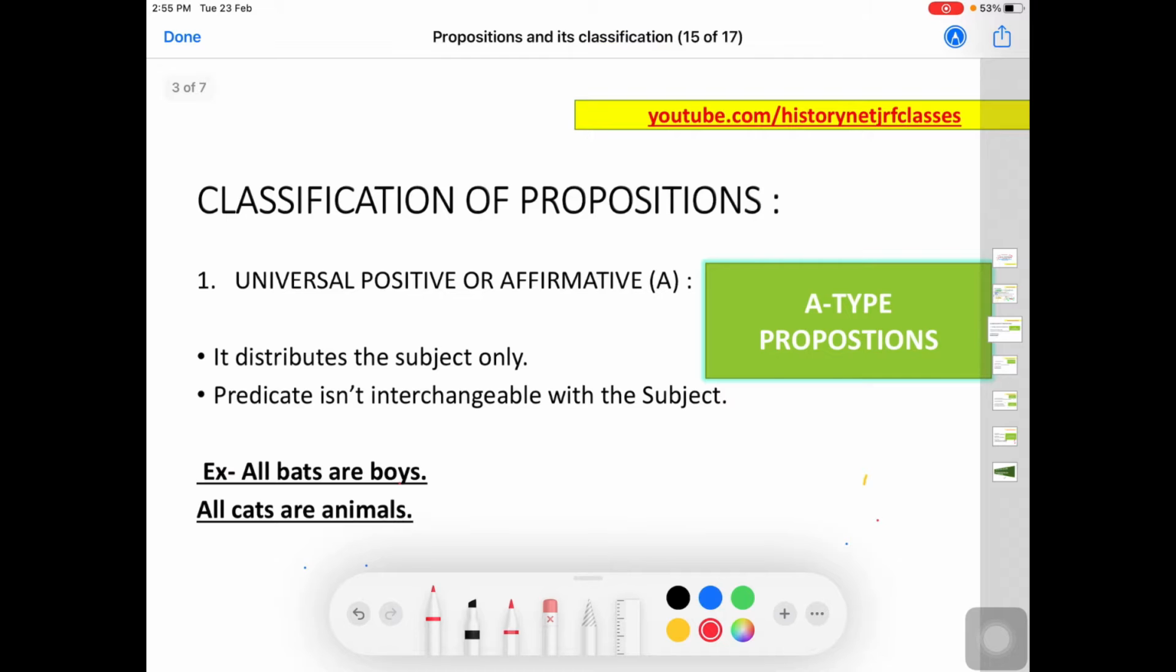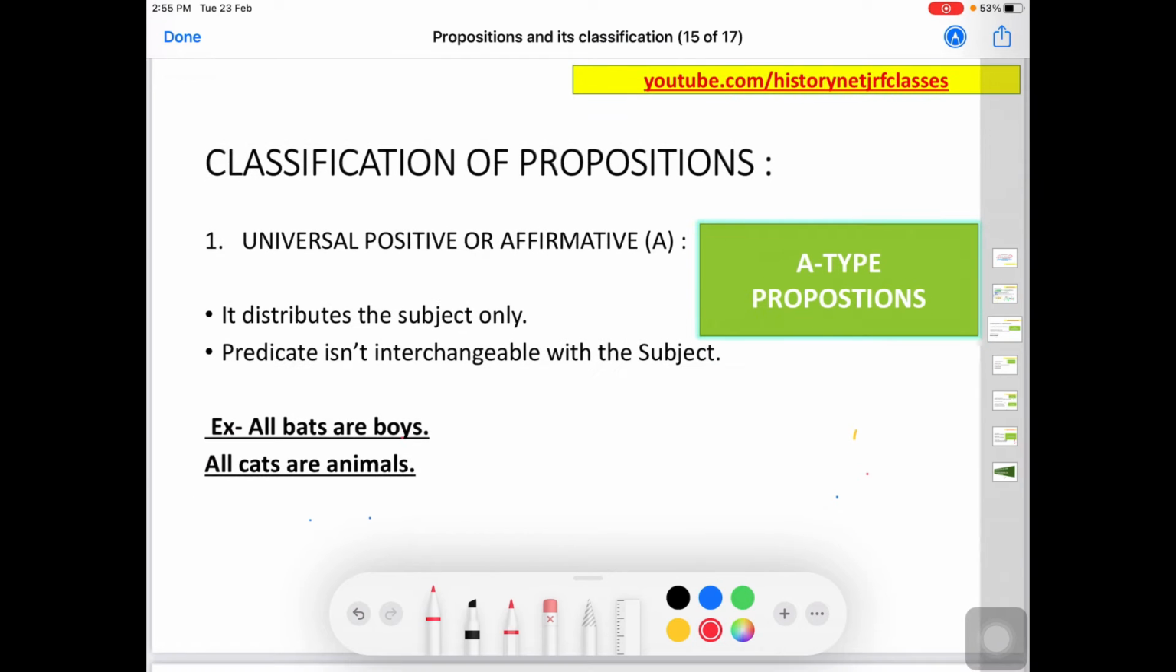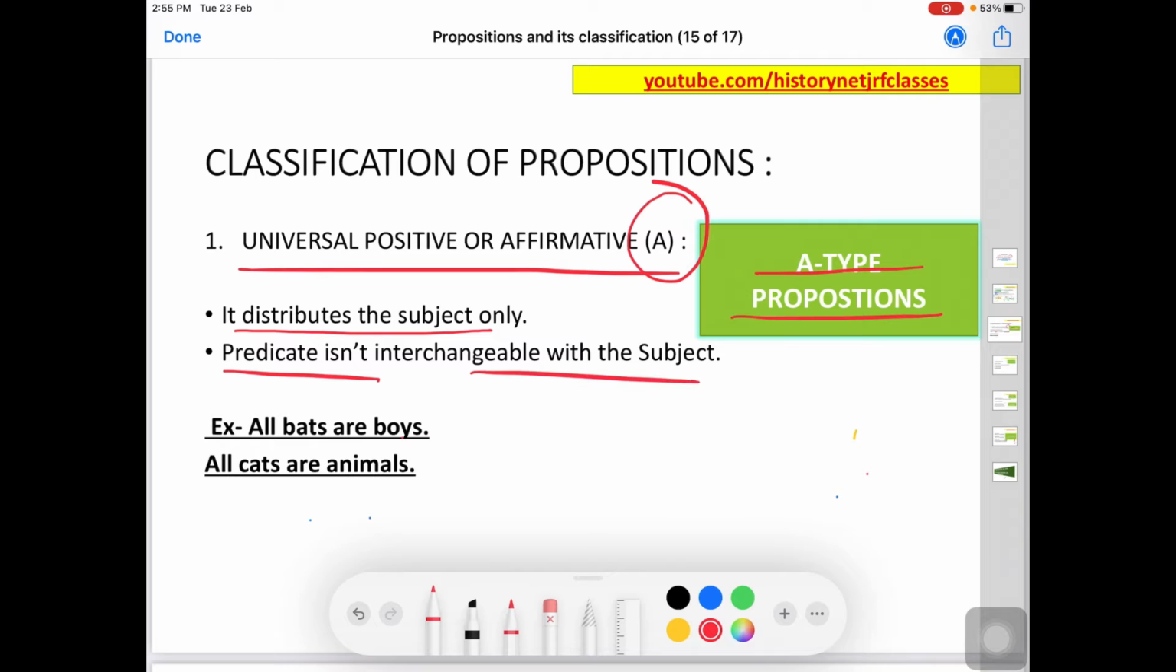Next we have classification, very important. Under classification, the first one is universal positive, or affirmative. It is denoted by A and is known as A type proposition. What is special about this classification? It distributes the subject only, and the predicate is not interchangeable with the subject. These are the two qualities of universal positive.